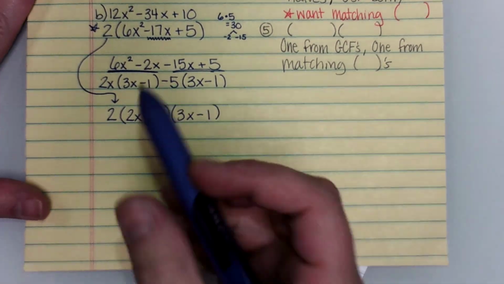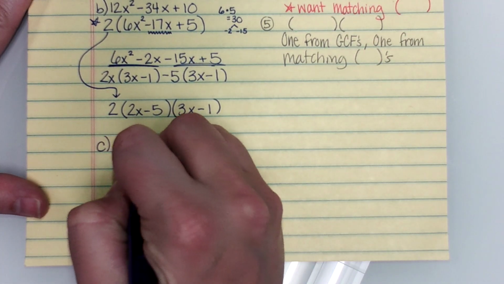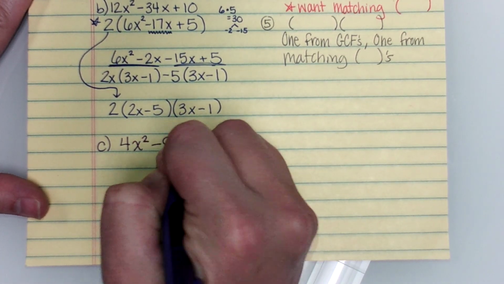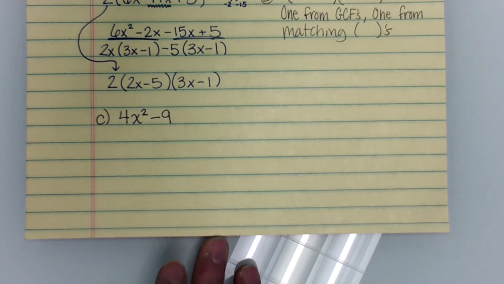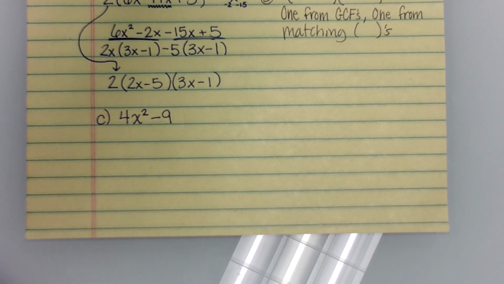Okay, we are almost done. There's one other key thing that I need to make sure we see. 4x squared minus 9. GCF: 1. Can I use the AC method on this? Why not?